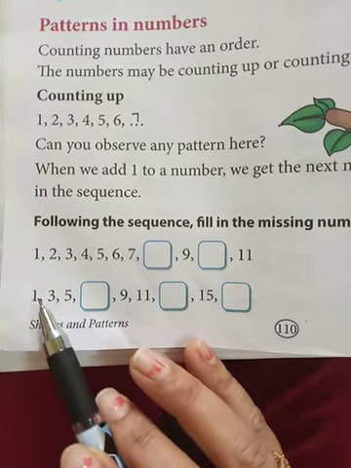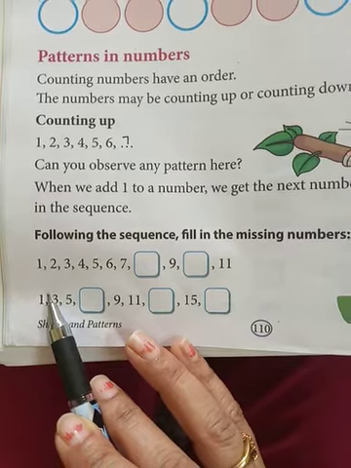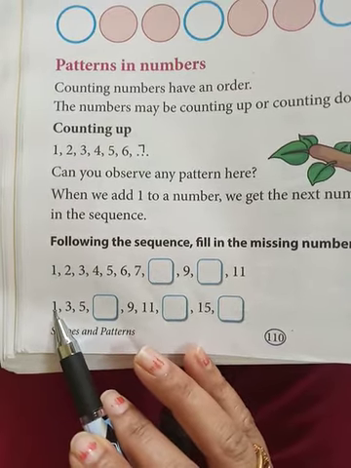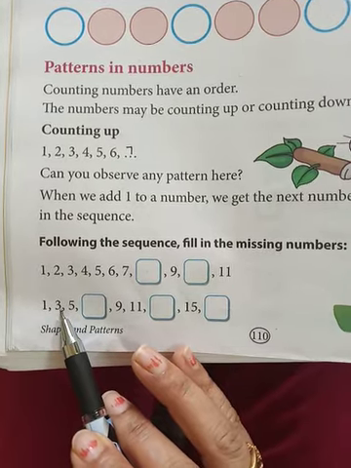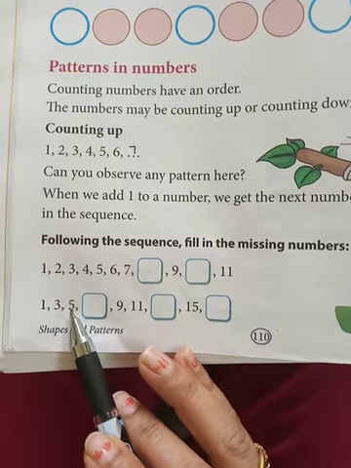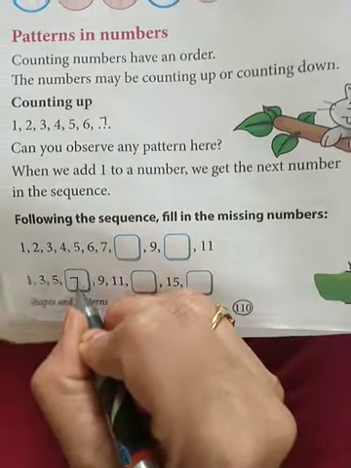1, 3. It means they have not written 2, they have left 2. So we have to leave one number and write. Okay, so 1, 2 we will not write, 3. After 3, 4 we will not write, 5. Then after 5, 6 we will not write, then we will write 7.